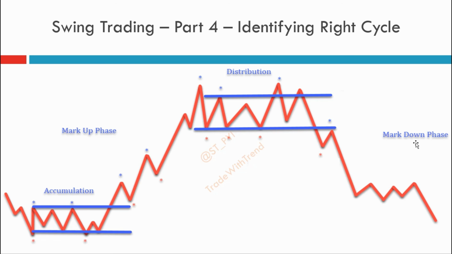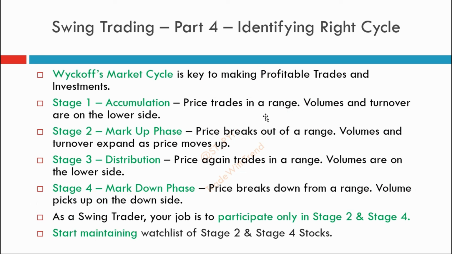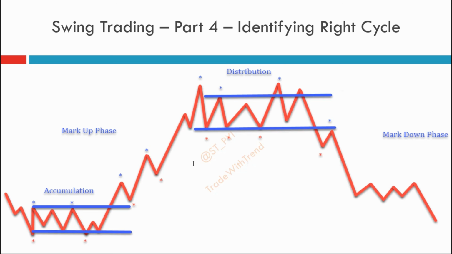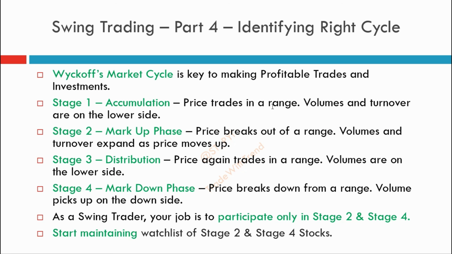Now why this is important is because if you try to swing trade in a distribution phase or accumulation phase, you won't make any money. Rather, the psychological damage in these sort of phases is much more, which is why you need to understand this market cycle. So in stage 1, the accumulation phase, what usually happens is that price trades in a range, volume and turnover are on the lower side, and typically you don't see too much range extension happening on the upside or on the downside.